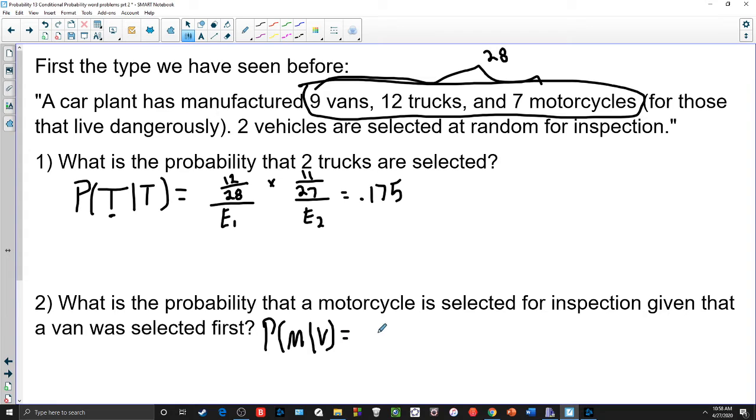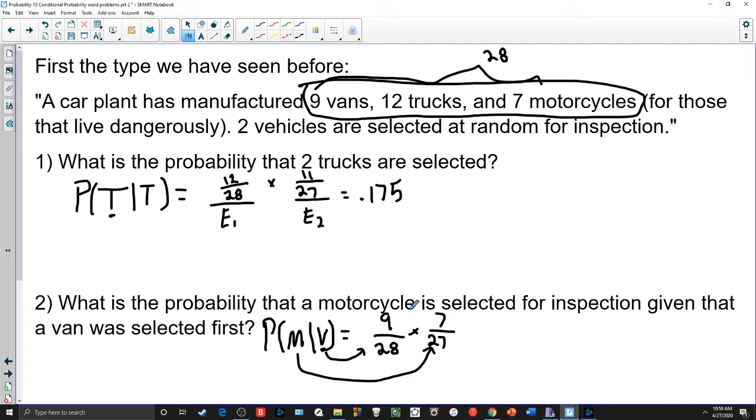Well, again, set this up as 2 separate events. Event 1 is to pick a van, right? Because again, this is given we picked a van. So this is actually the first event that happens, and this is the event we want to follow. So there are 9 vans out of 28. So there's a 9 in 28 chance of this happening. That's for the van. For the motorcycle, if we're going to pick the second time, that means we only have 27 vehicles to choose from because one of these vans is out. We've already picked that because that was our given, which means our chance of picking a motorcycle is now 7 out of 27 because we still have all 7 motorcycles. We didn't lose a motorcycle, but we did lose a van.